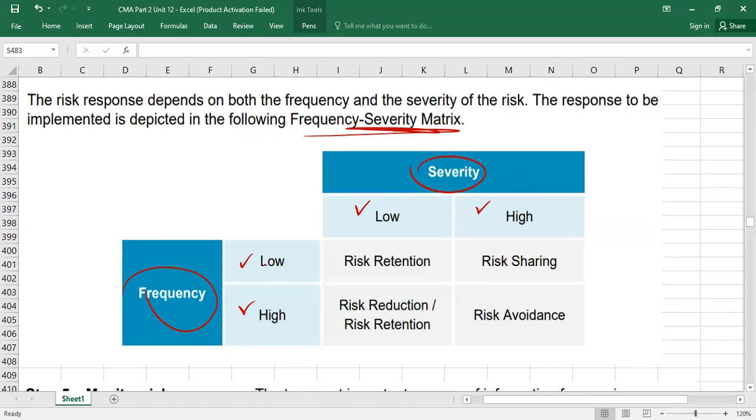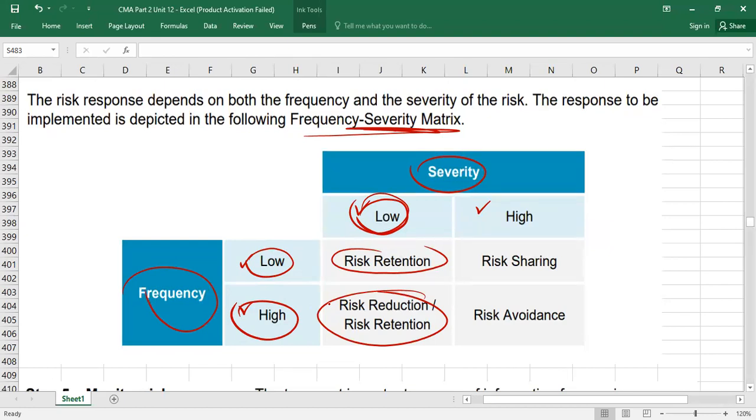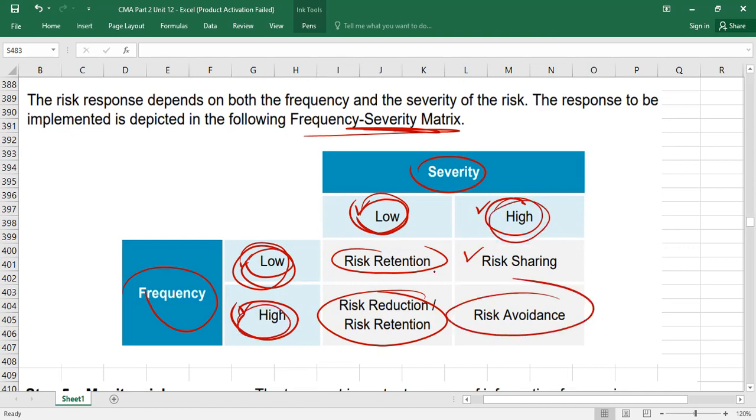For any risk which is less frequent and less severe, which strategy can we follow? We can follow risk retention. What was risk retention? You are accepting the risk, but you do not have any internal or external strategy to reduce it; it is just blind acceptance of risk. If frequency is high but severity is low, you can go for risk reduction or risk retention; either strategy can be followed. If frequency is low but severity is high, you may go for risk sharing. Risk sharing means risk transfer, say insurance. If frequency is high and severity is high, the best strategy is risk avoidance. So please look at this matrix to see how we decide risk management strategies.